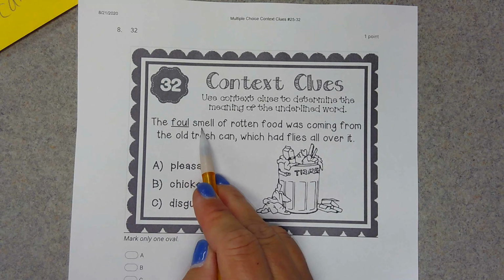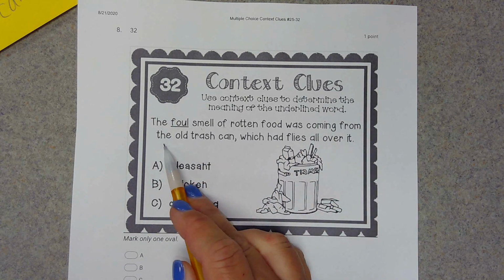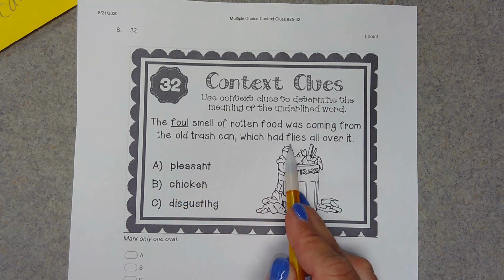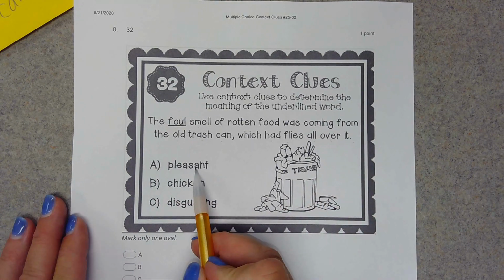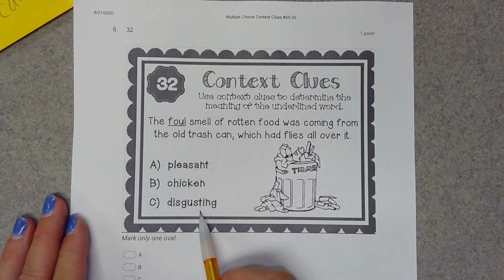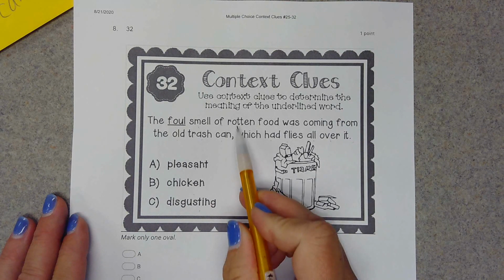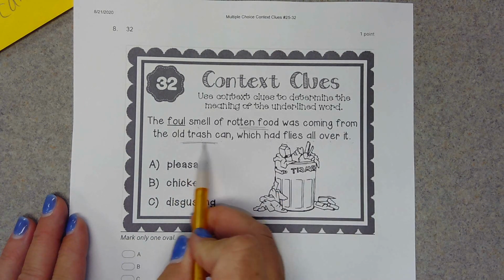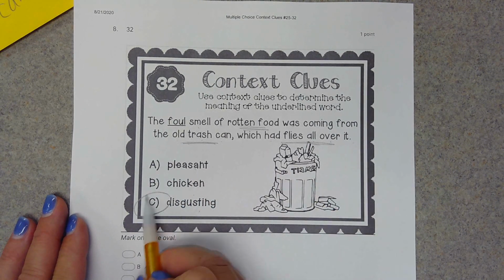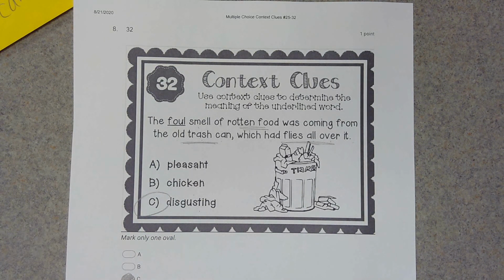The foul smell of rotten food was coming from the old trash can, which had flies all over it. Pleasant, chicken, or disgusting. If it was rotten food, was an old trash can, had flies all over it, I'm thinking disgusting. Okay? Remember to use your context clues if you come to a word you don't know.